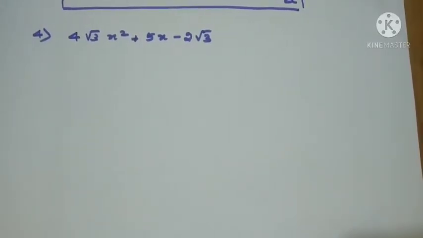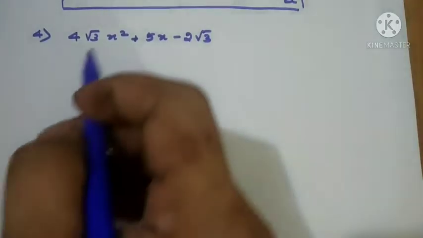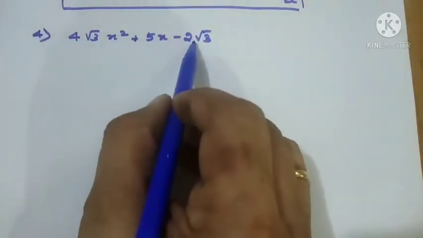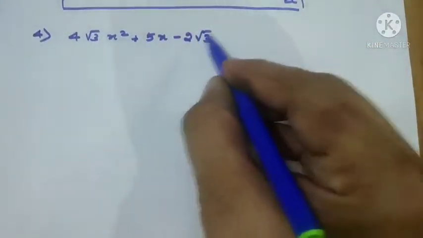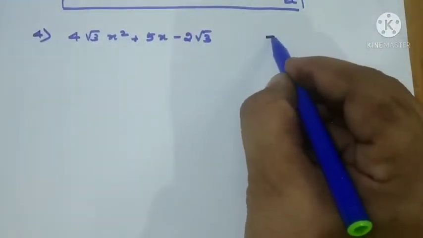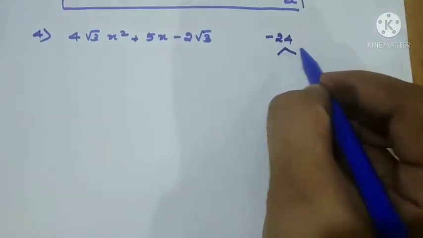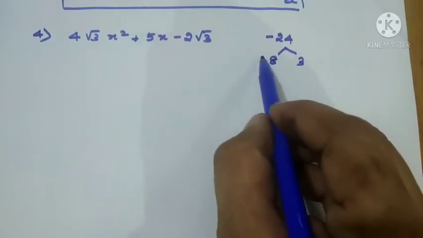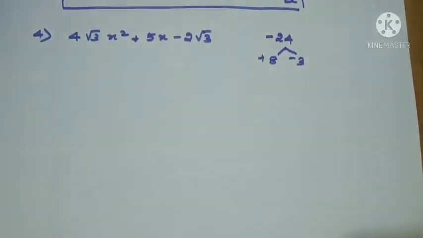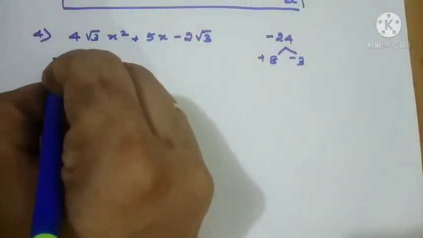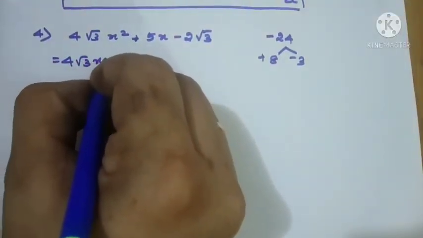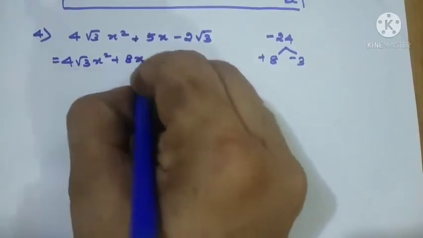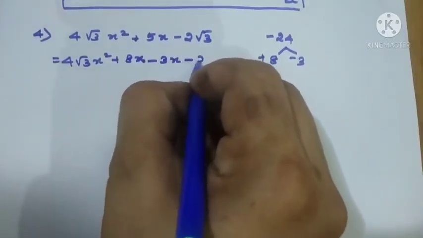Next question. 4 root 3 x square plus 5x minus 2 root 3. So here 4 root 3 into 2 root 3, that is 4 into 2 is 8, 8 into 3 is 24 only, with a minus sign. And the factors where we get 5 are 8 and 3 only, 8 with the plus sign and 3 with the negative sign. So by using splitting the middle term, what we can write there: 4 root 3 x square plus 8x minus 3x minus 2 root 3.